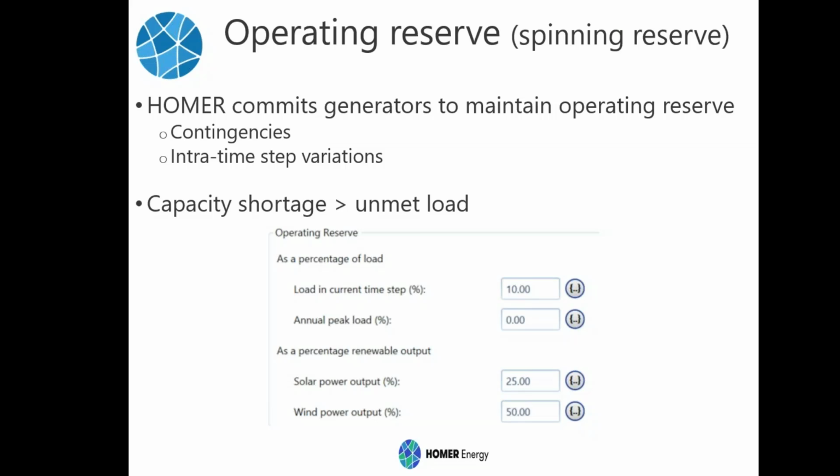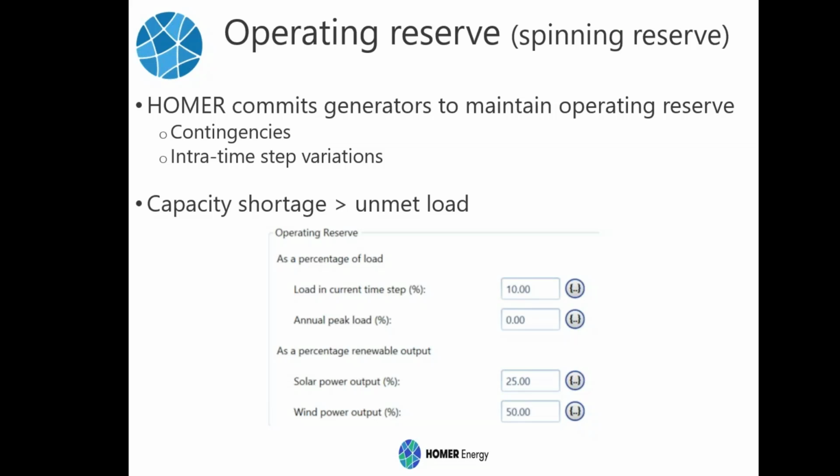And so there's two main purposes for the operating reserve. Contingencies are one of them. So most utilities have sort of an N-1 criteria. If a generator fails, there's enough online capacity to pick up the load so the system doesn't crash. But also for a simulation model like HOMER, which operates with time steps, it also is a way to cover variability within the time step.